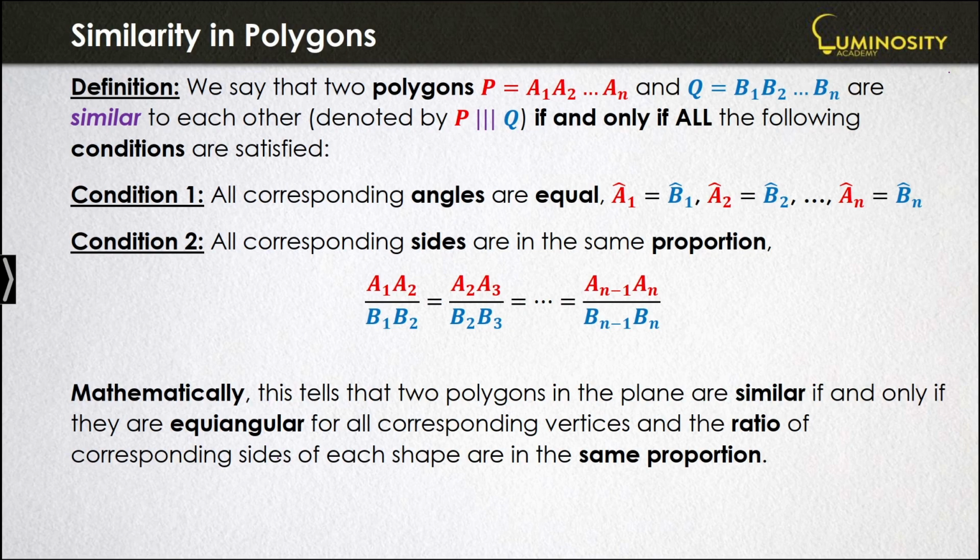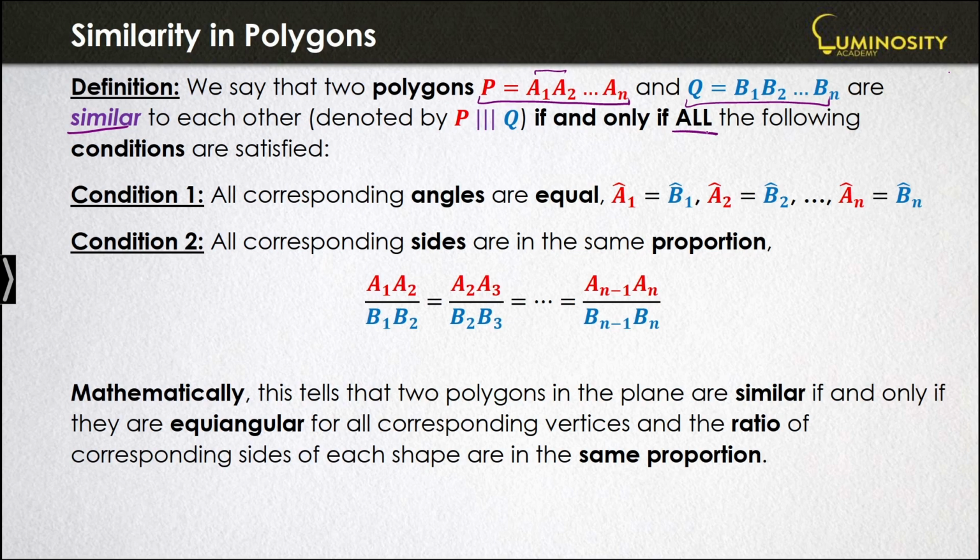So we will start off with the definition, and we say that two polygons, which I'll denote by P, A1, A2 up to An, and Q, which is denoted by B1, B2 to Bn. These Ai and Bi each represent the vertices of the polygon, and for example, A1A2 would be one of the edges of that polygon. So P and Q are similar to each other, and we denote it by P with these three vertical lines, Q, if and only if all the following conditions are satisfied.